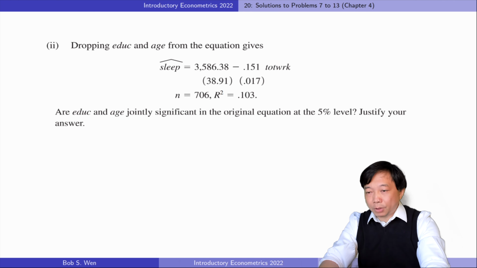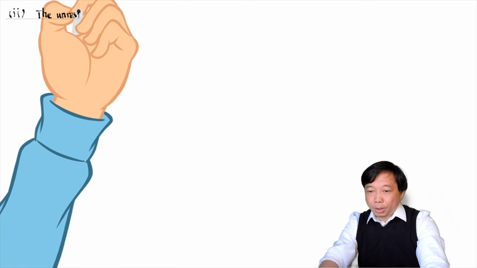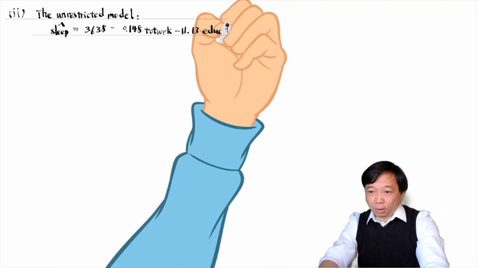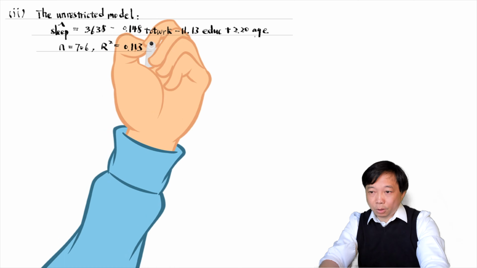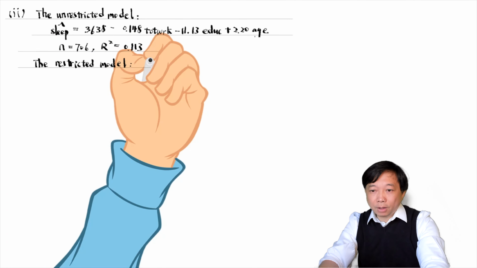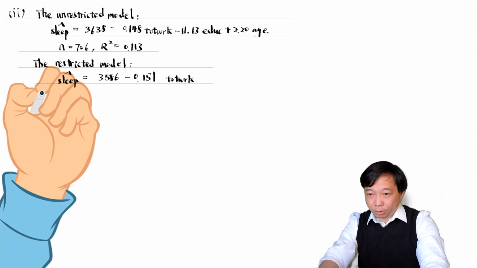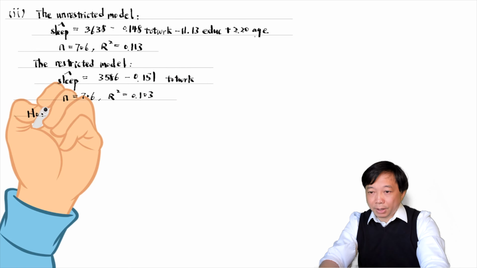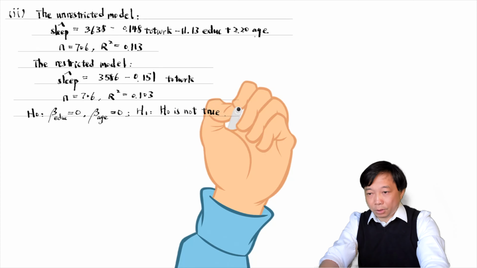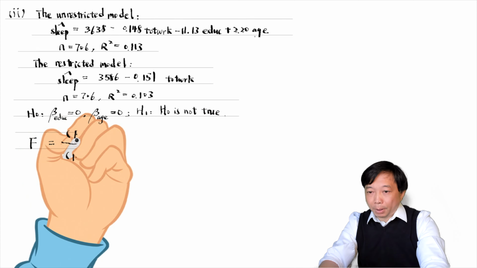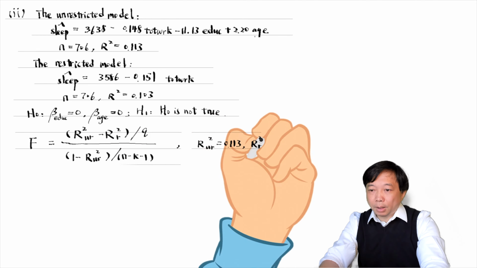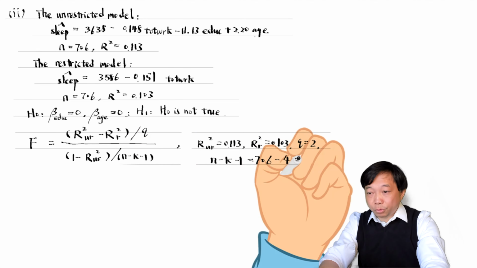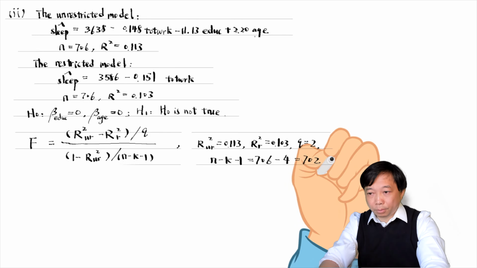The second question is about the R-squared form of the F statistics. We have the R-squared for the long unrestricted model, 0.113, and R-squared for the short restricted model, 0.103. The null hypothesis is that both coefficients on education and age are 0. The number of restrictions is 2. The number of degrees of freedom of the unrestricted model is 702.